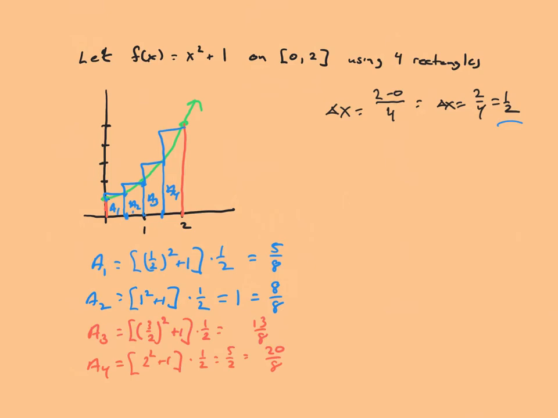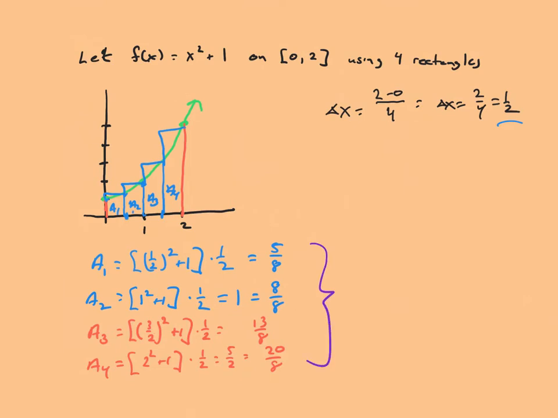Okay, welcome back. You should have gotten, when you did this for area 3, I came up with 13/8, and for area 4, I came up with 20/8. So double check your calculations if you didn't get those. And once you're comfortable with that, we're going to go through to calculate our approximation.